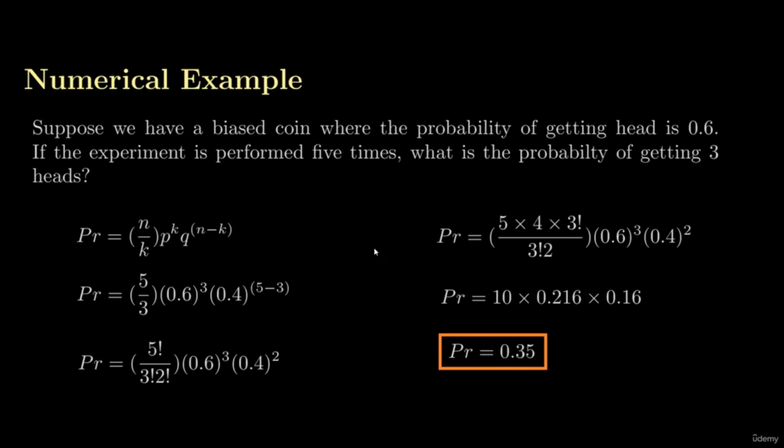So in this lecture, we learned the basic concept of a binomial distribution. We saw where binomial distribution is applicable. We saw that the binomial distribution is applicable only to those experiments whose outcome is either a failure or a success. Then we solved a numerical example on the binomial distribution, and we found the probability of getting 3 heads if the experiment is performed 5 times.